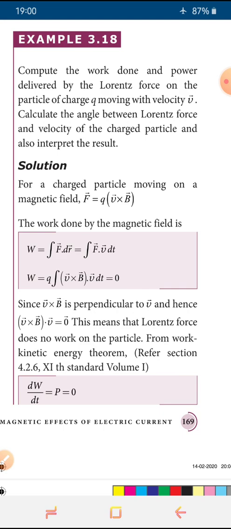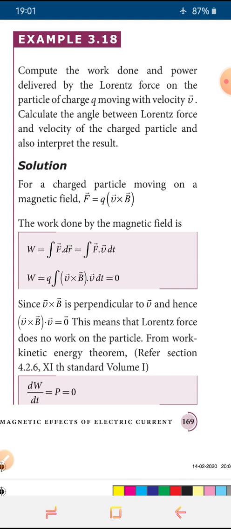So what did Lorentz derive? F is equal to BQV sin theta. We got this formula from the magnetic Lorentz force, and we also discussed many points. The force is maximum when the velocity v of the moving charge is perpendicular to the magnetic field. If the charge is at rest, it won't experience any force. Or if the charge moves along the magnetic field, there is no force. We discussed all of this in the last class, and we finished with example 3.17.